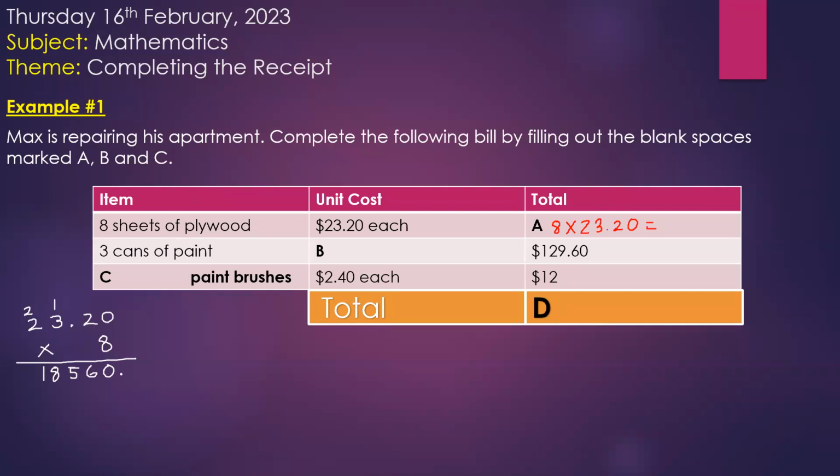So where are we gonna put the decimal point? Between what? Between the 5 and the 6.